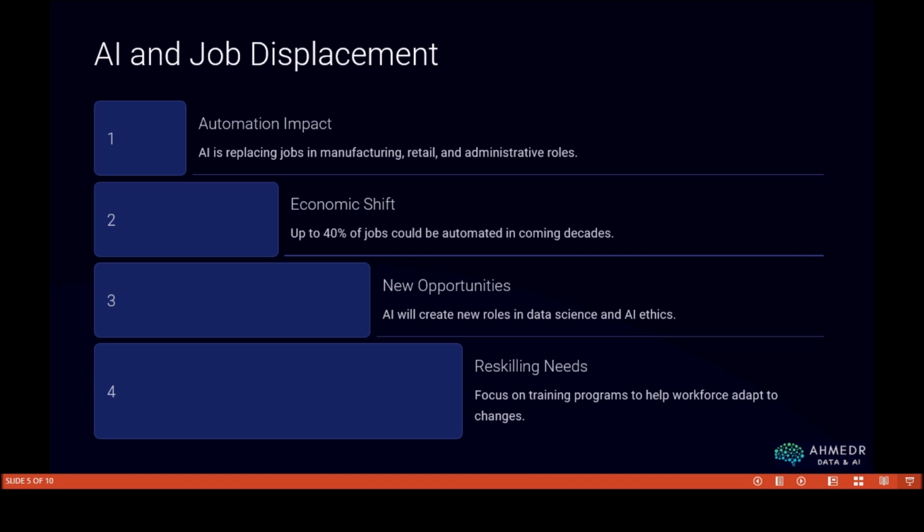What is the economic impact of AI on employment? While AI has the potential to boost productivity and create new job opportunities, it also has the potential to displace millions of jobs, particularly in sectors like transportation, customer service, and manufacturing. In fact, some studies have estimated that up to 40% of jobs could be automated in the next few decades. But is it not all doom and gloom? AI will also create new roles, especially in fields like data science, AI ethics, and AI programming.